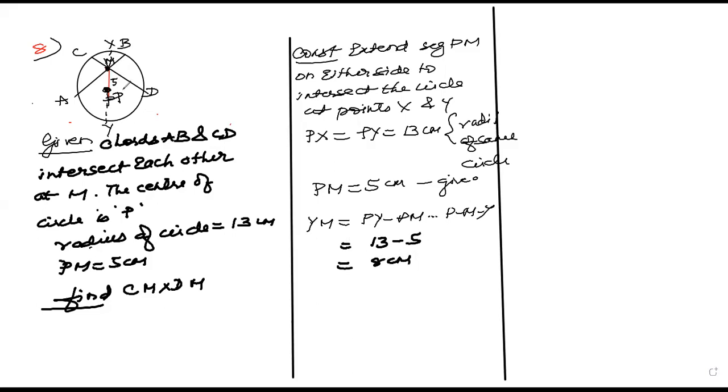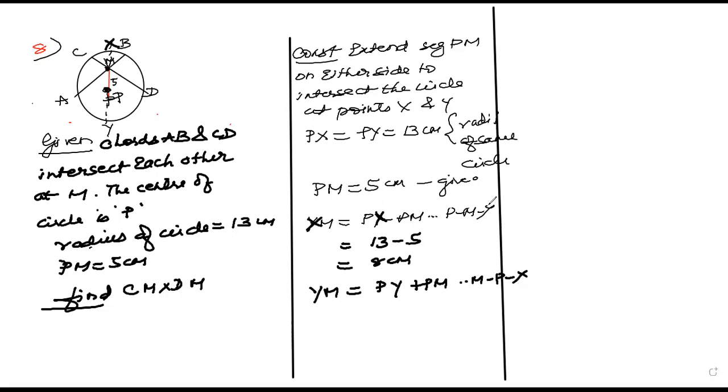Why did I find 8 centimeters? Okay, now tell me, can you see YM, children? This was XM, I'm so sorry, children. XM equals PX minus PM. PX is 13. Now just have a look at YM. YM equals, children, PY plus PM. The reason is M-P-Y.